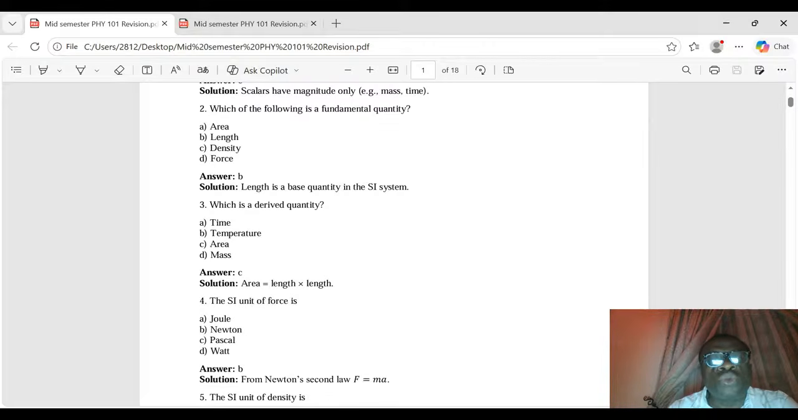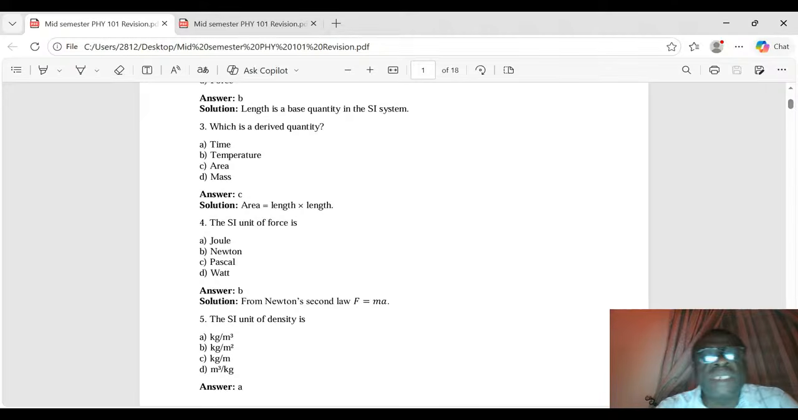Number two, which of the following is a fundamental quantity? A, area, B, length, C, density, D, force. We know that the basic fundamental quantities are length, mass, and time. So what we have here is length, and the answer is B.